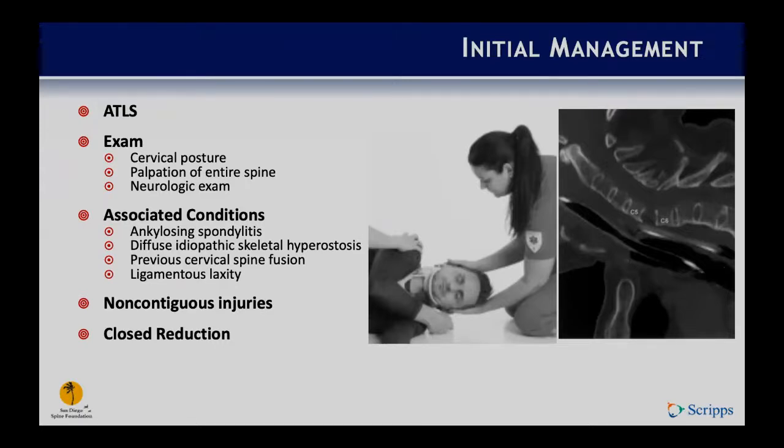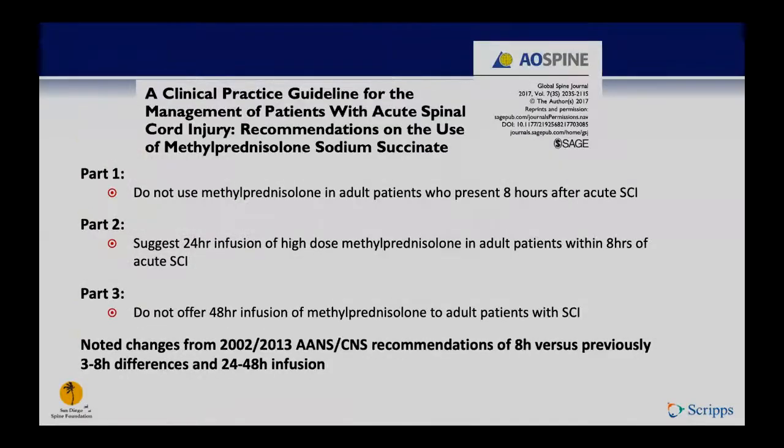If the patient is unable to respond, then that gets into a little more controversy about whether an MRI is needed, but I would err on that side before proceeding with the closed reduction at this time.